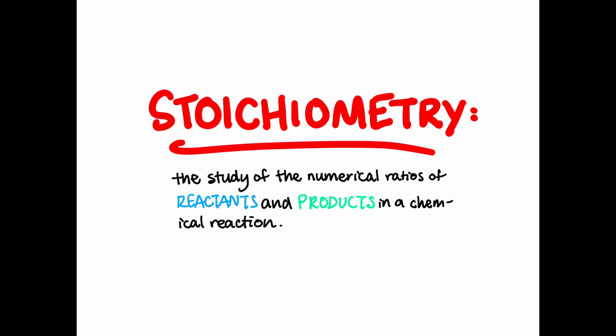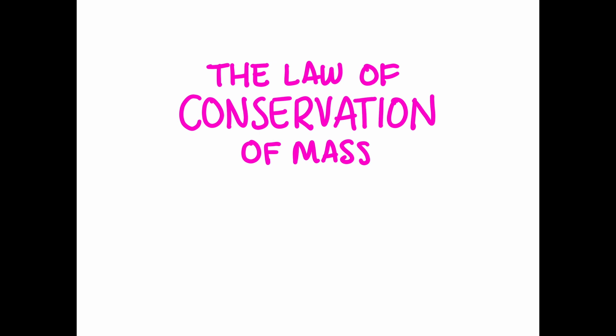Stoichiometry is the study of numerical ratios of reactants and products in a chemical reaction. It allows us to predict how much of a substance is needed or how much of a product will be formed during a reaction. This is all based on the law of conservation of mass, which states that matter is neither created nor destroyed, only transformed.